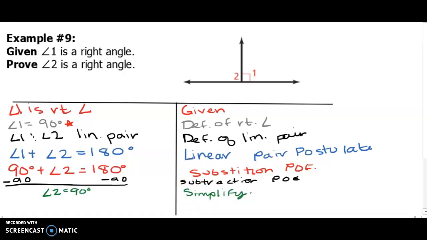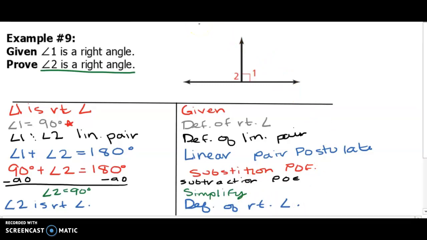Okay, I'm almost done, but not quite. Notice I want to prove that angle 2 is a right angle, not that angle 2 is 90 degrees. But we all know that right angles are 90 degrees. So I can in turn change this to say angle 2 is a right angle. And that's just by definition of right angle.